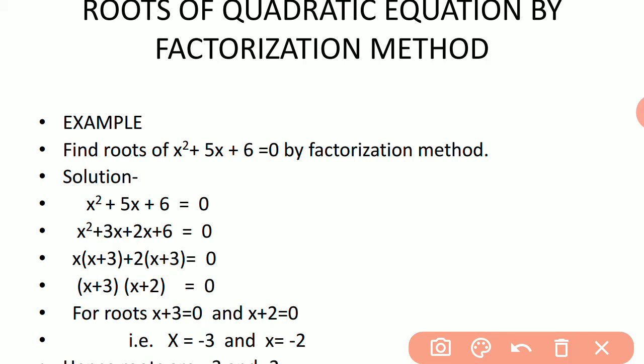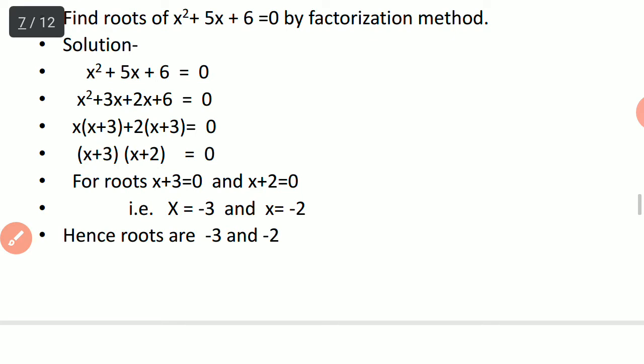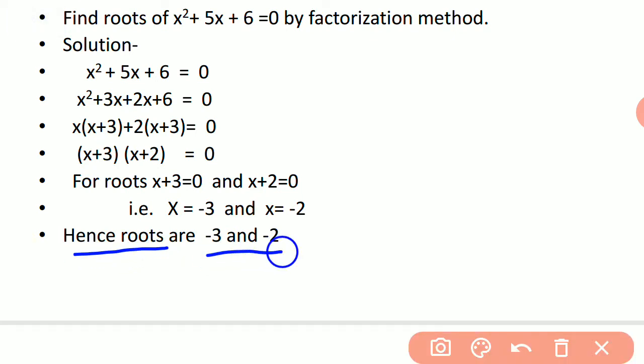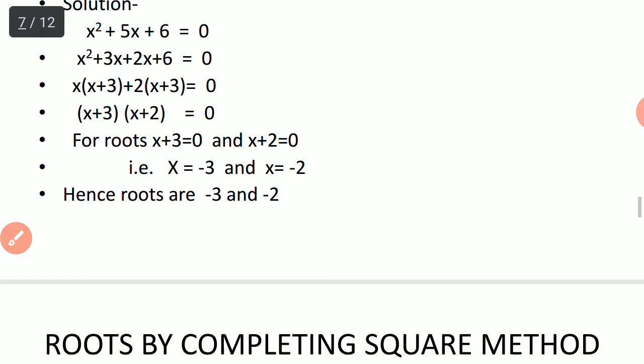So if x + 3 = 0, then x = -3, and if x + 2 = 0, then x = -2. So hence the roots are -3 and -2. This is known as the factorization method.